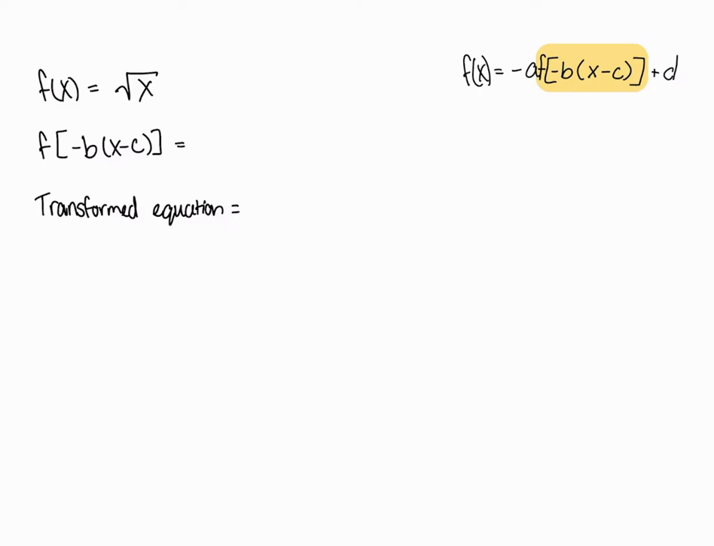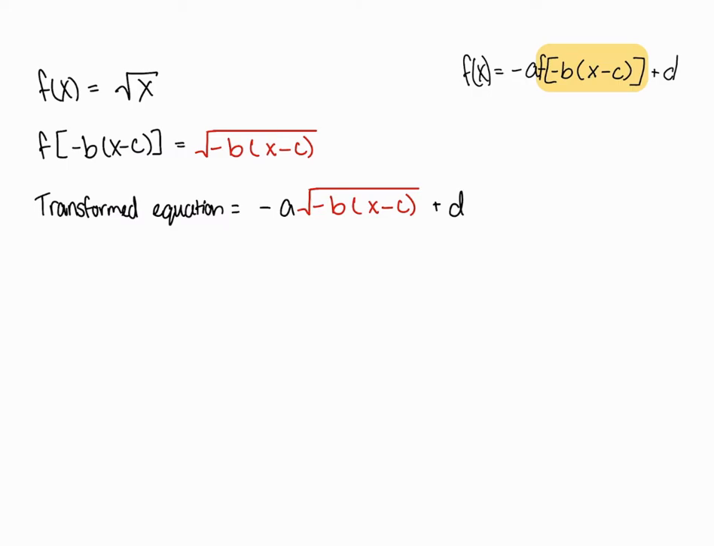Let's do another one with the square root function. So if f of x equals square root of x, then f of negative b times x minus c would be the square root of negative b times x minus c. So the transformed equation would be negative a times the square root of negative b times x minus c plus d.